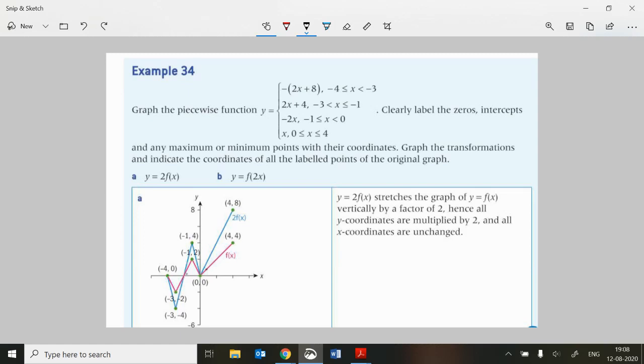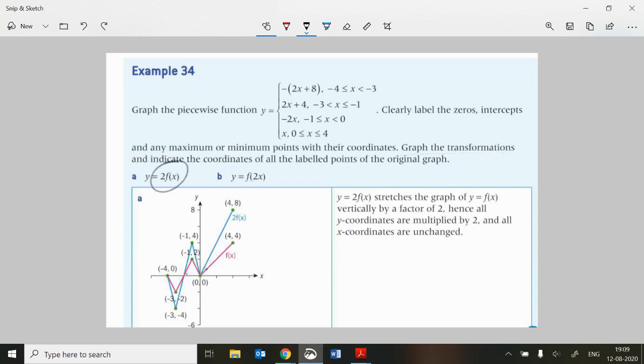Phew. Okay, so it tells us to label zeros and intercepts. It doesn't tell us to label the extrema, but they've labeled that turning point as well. Yes, it does. Sorry, it does, because it's following on the sentence here and the maximum and minimum points. Okay, so you really need a lot of space to draw this one, and the red graph is the original graph. Okay, so for part A, it's saying graph the transformations, and again indicate the coordinates of all the labeled points of the original graph.